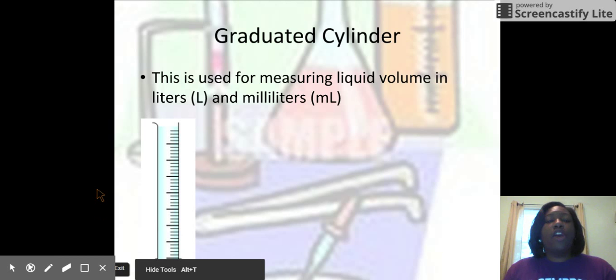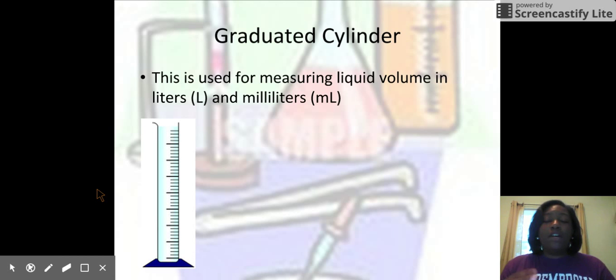Okay, so a graduated cylinder is used to measure that volume of liquid in milliliters or liters, and then once you measure it out in that graduated cylinder, that's when you will pour it into your beaker. So the graduated cylinder is for measuring, and that beaker is basically used to hold that liquid.